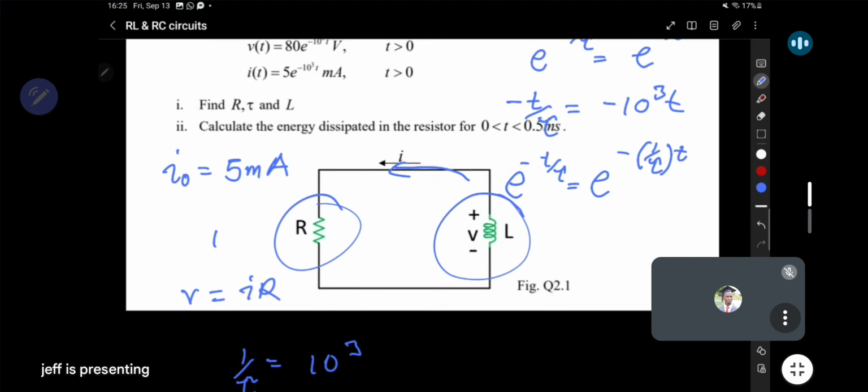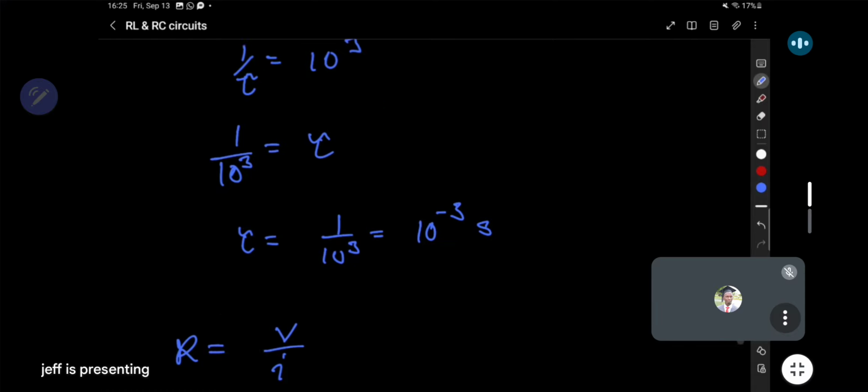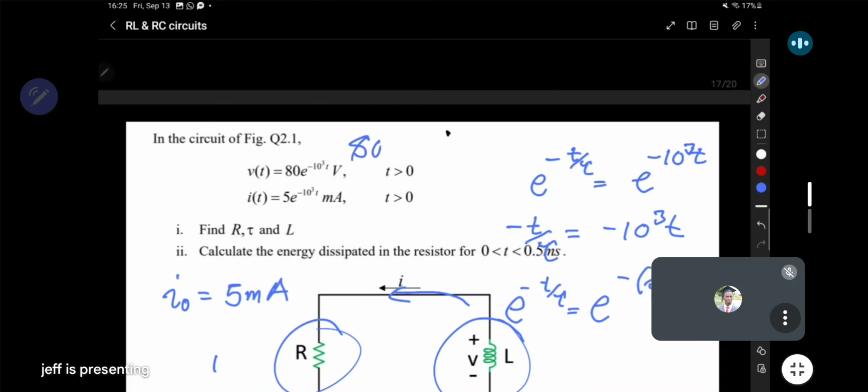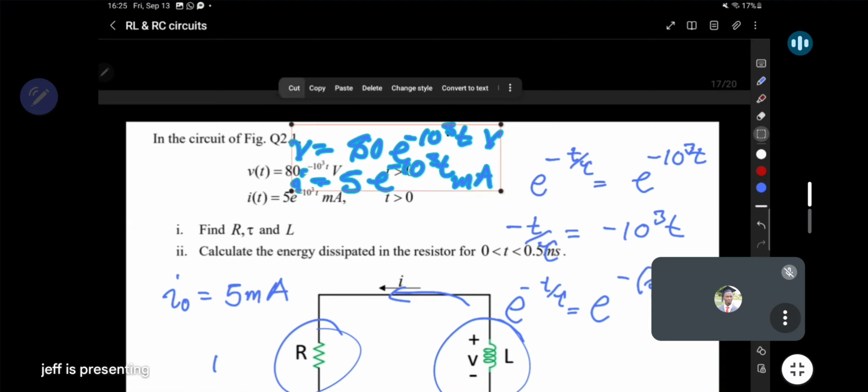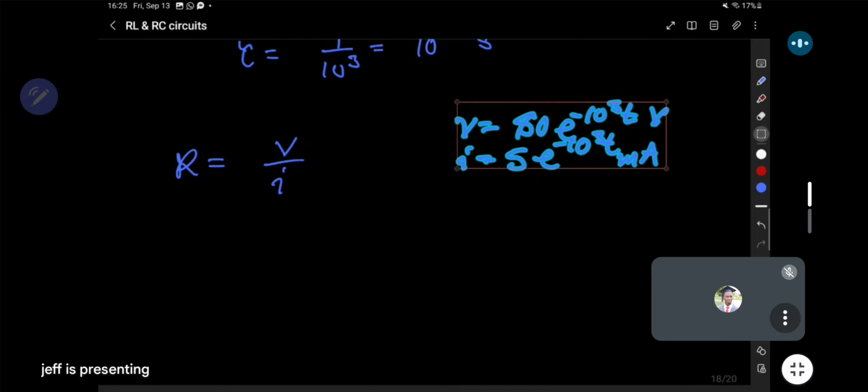So here, by using the voltage and the current, we can see that the resistance will be equal to the voltage over the current. Since they gave us the expression for the voltage, 80 e to the minus 10 to the power 3t, that's the voltage. And the current, we have 5 e to the minus 10 to the power 3t. Just don't forget the units, they affect what is happening. With the expression for the current and the voltage, we can easily use those in Ohm's law to obtain what the resistance is going to be.